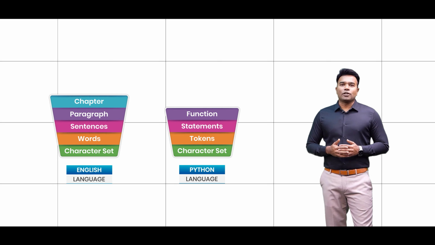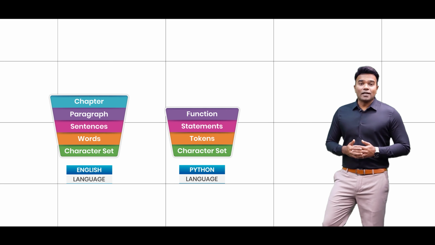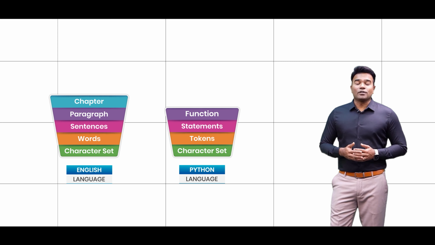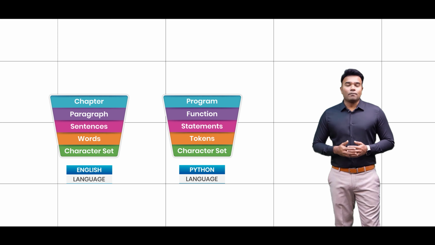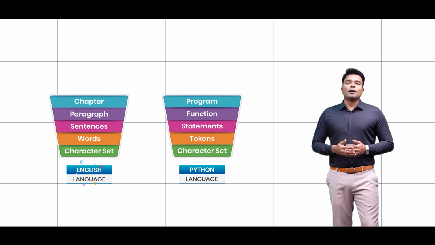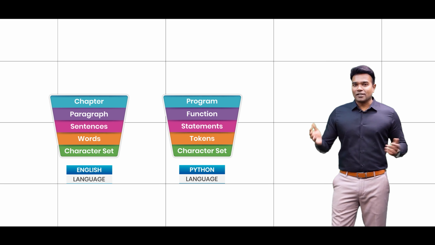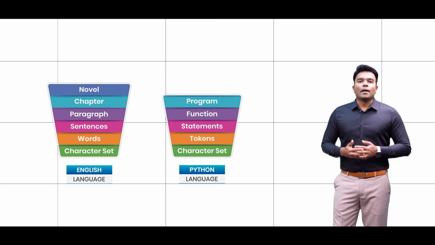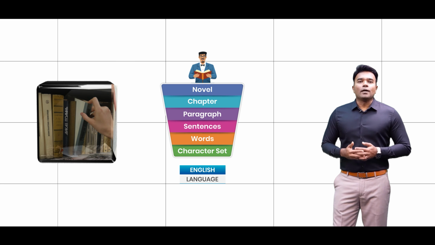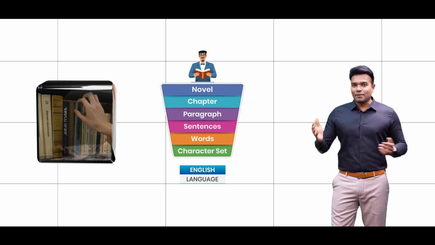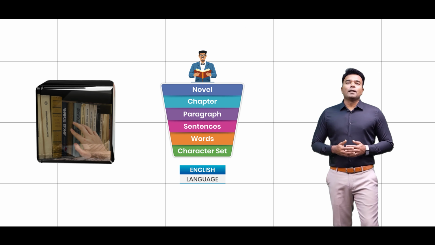Continuing on with the analogy, let me tell you that in English, multiple paragraphs put together form a chapter. And similarly, in Python, multiple functions or multiple methods put together form a program. And finally, in English, multiple chapters put together form a novel. If some of my learners happen to be lovers of reading novels, then you would know that a novel contains multiple chapters in it.